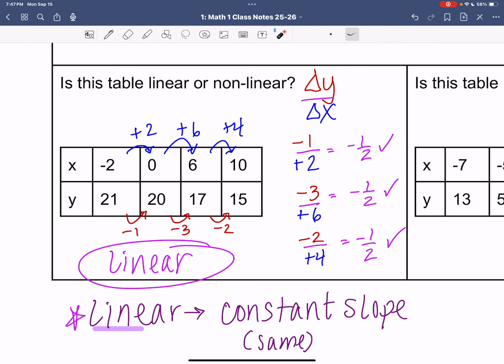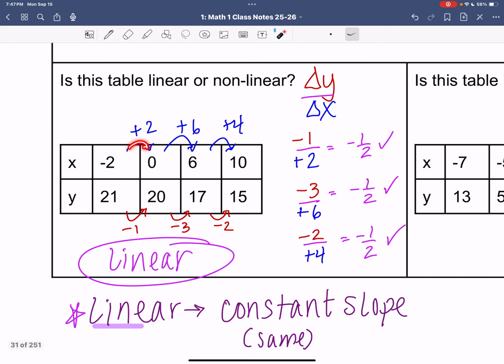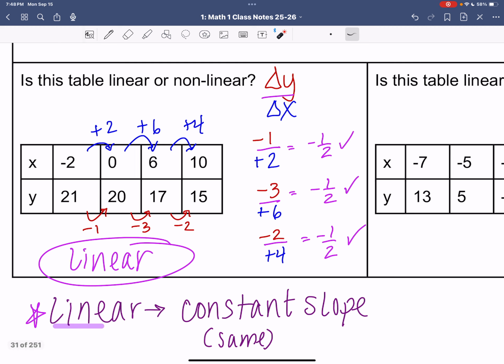All right, now to determine if a table is linear, it has to have the same or constant slope. So again, see the word line and linear? So what we're going to do is we're going to do our y. So to get from 21 to 20, we're going down 1. And then our x, we increase by 2. So far our slope is negative 1/2. So in order for this to be linear, all the slopes for the whole table need to be negative 1/2.